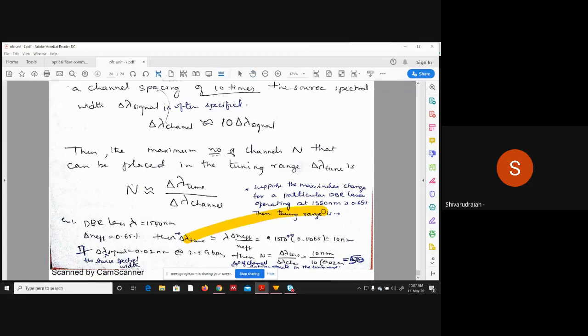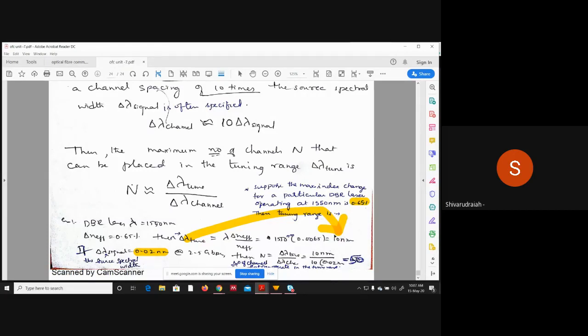Okay, can you see here? Delta lambda tune is 10 nanometer, which is lambda into the ratio of delta n effective by n effective, and that is given in the statement as 0.65%. 0.65 divided by 100 will give you 0.0065, right? Next, delta lambda signal is mentioned. It is given as 0.02 nanometer. That is the spectral width of a laser source for a particular channel. That is what we call the source spectral width, 0.02 nanometer at 2 Gbps operating range, right? We need to calculate the number of channels that can be placed.